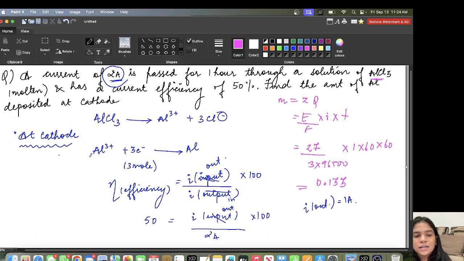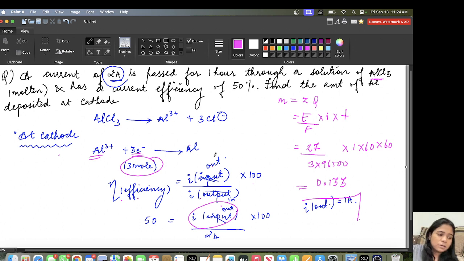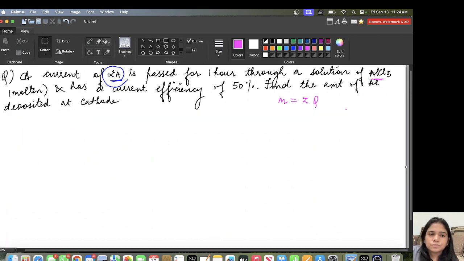At the cathode, what reaction is happening? Al3+ is accepting 3 electrons to give you Al. Here you are having 3 moles. Eta is the efficiency, I output by I input into 100. I output you need to find out, which will be equal to 1 ampere. After this, just substitute the values and you'll get the mass here. You can solve this particular question by the unitary method also.